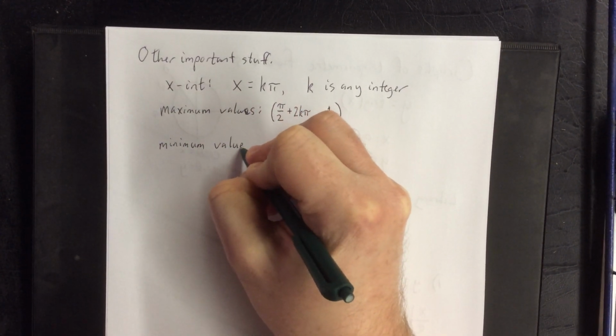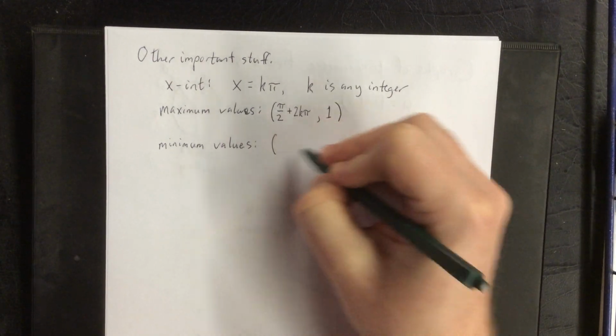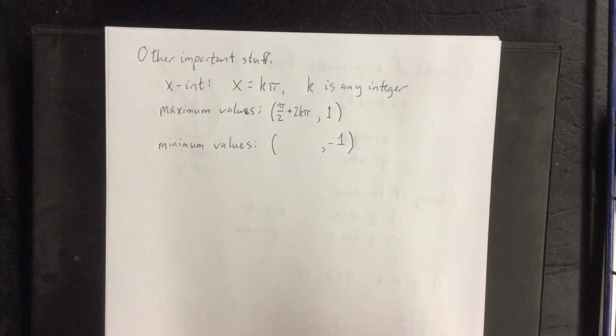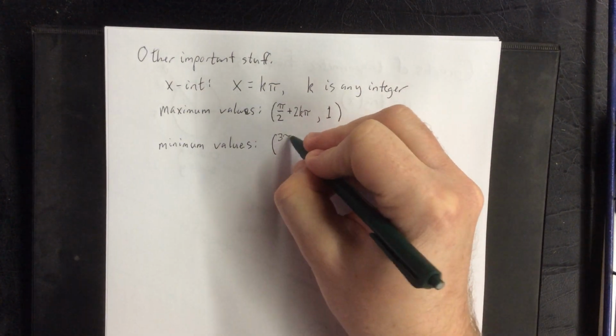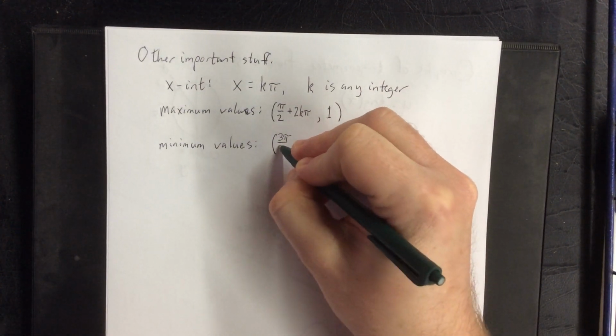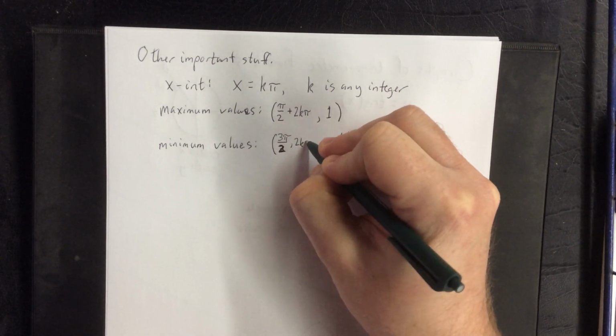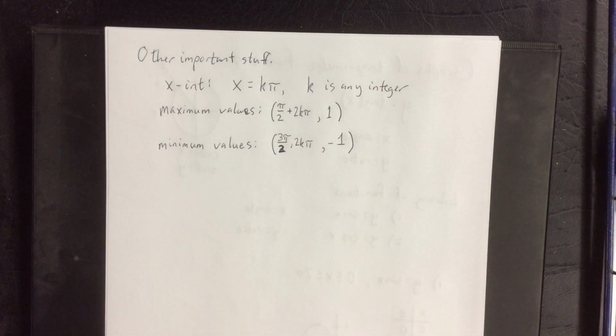Additionally, it attains a minimum value an infinite number of times, and that minimum value is -1. The first time that it attains a value of -1 is at the angle of 3 pi over 2, and it will repeat that every 2 pi units. So again, full rotations on the unit circle.